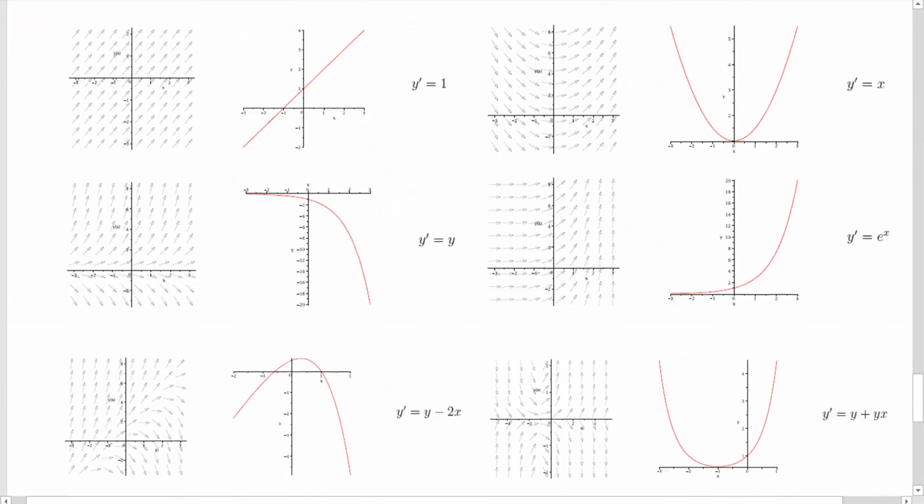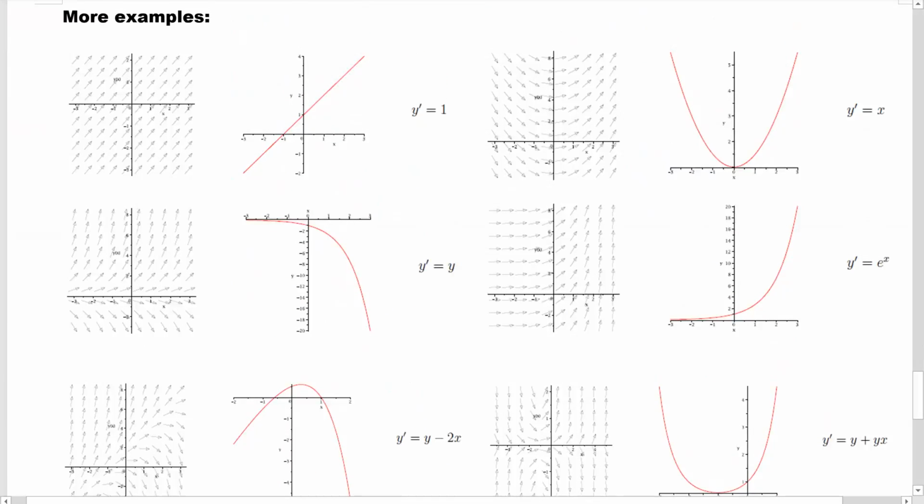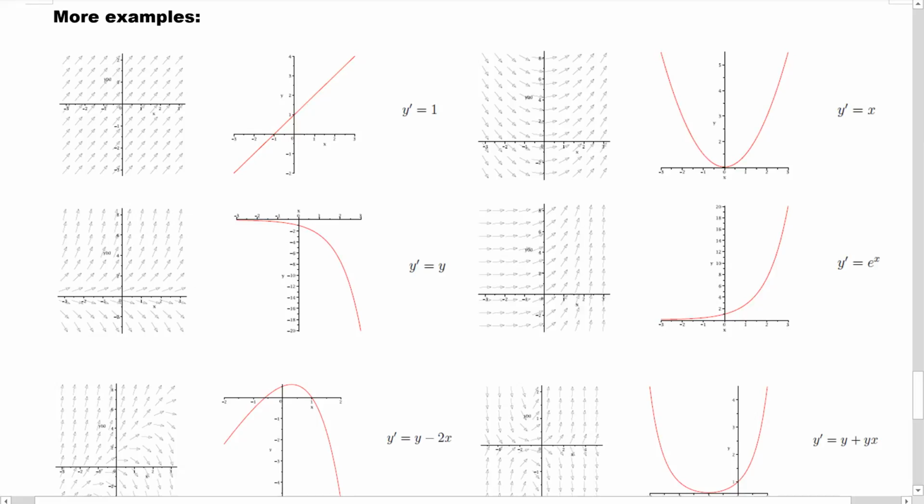So here are more examples. Given this slope field, let's say we have the initial point here. You can see, follow the arrows, then my solution curve looks like that. So we get straight lines at any point of the xy plane.